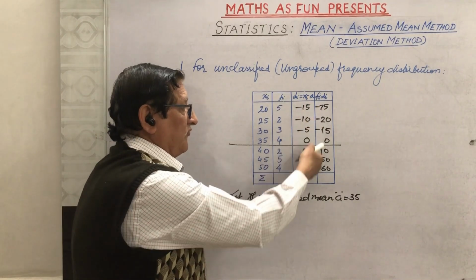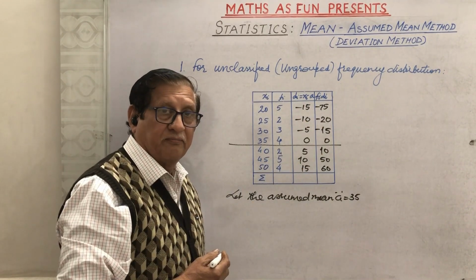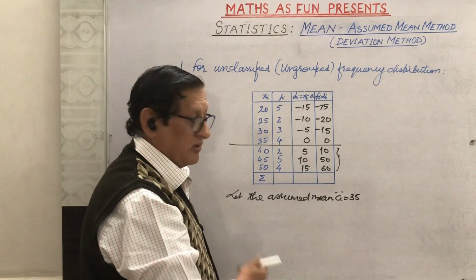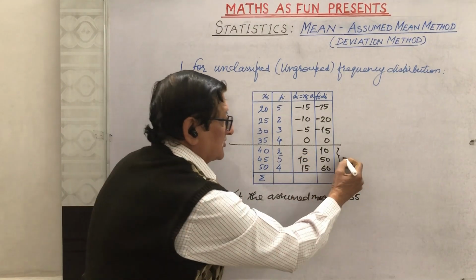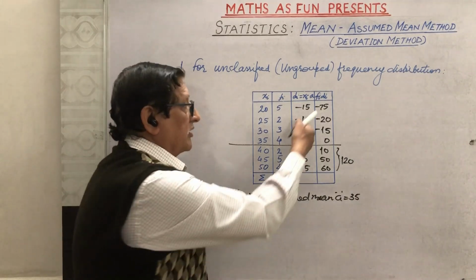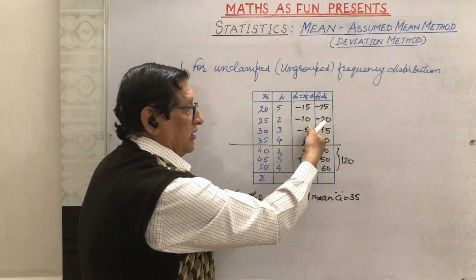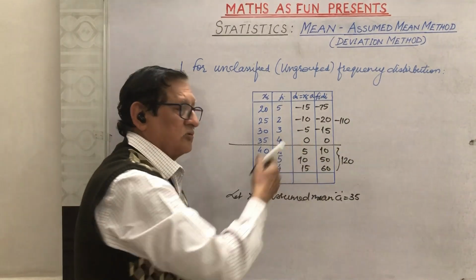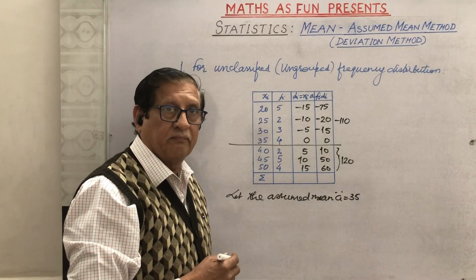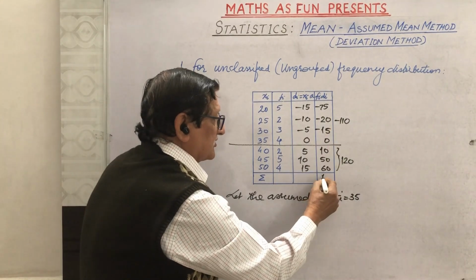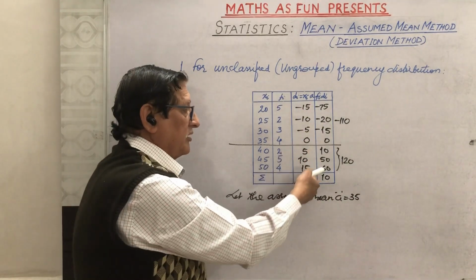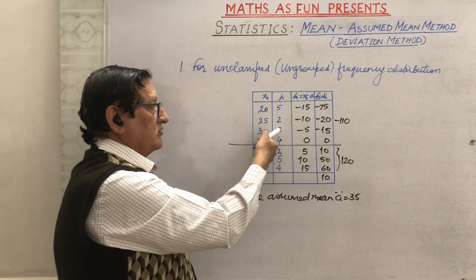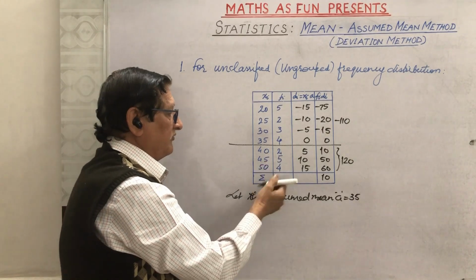Now we have to find the sum of all fi di. To make it easy, we add all the positive numbers together. Here it is 10 plus 50, 60, and 60, 120. And all the negative numbers together, 75, 20, 95 and 15, this is minus 110. Now it's easy to add them. 120 minus 110, this is 10. The sum of all fi di is 10. The sum of frequencies, that is 5 and 2, 7, 10, 14, 16, 21 and 4, 25.